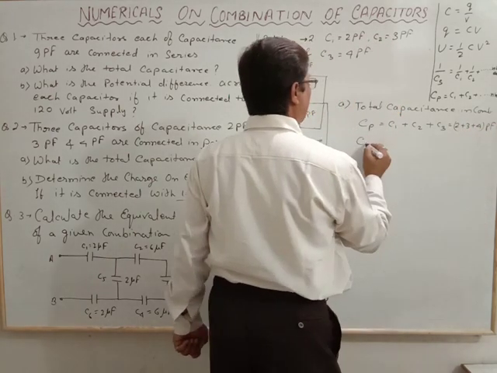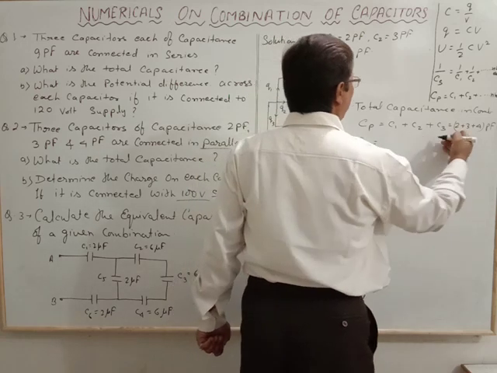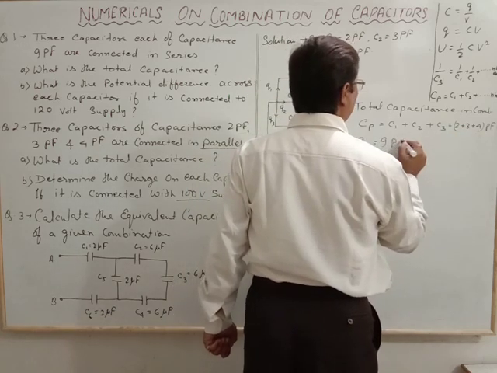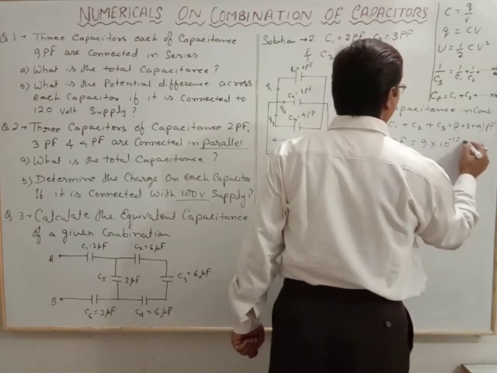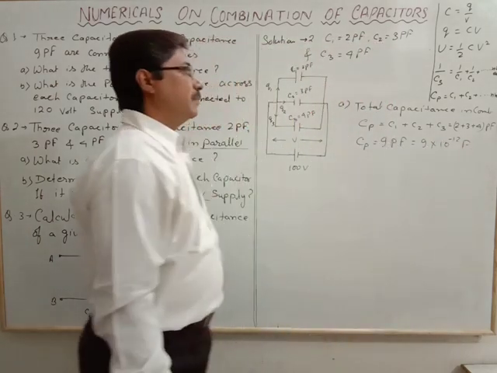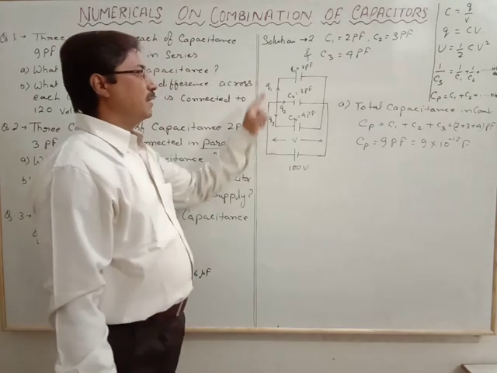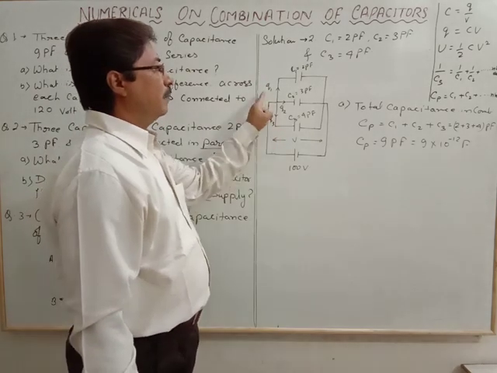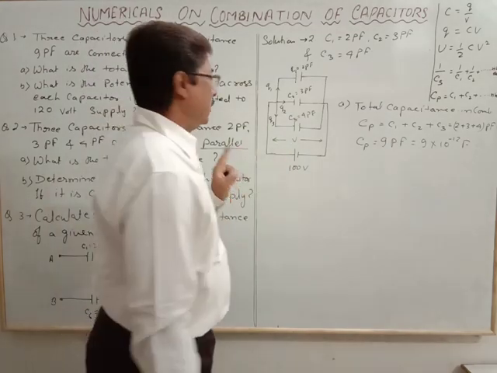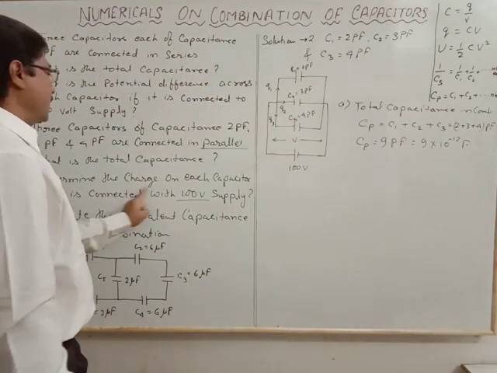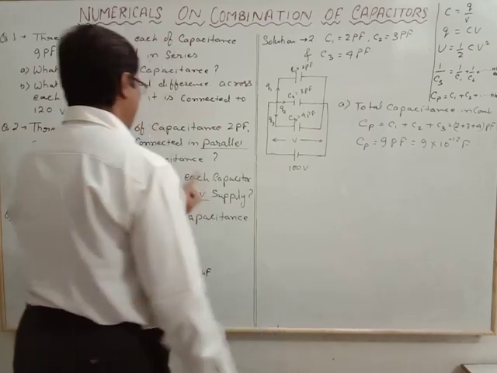Or we can write Cp is equal to 9 picofarad, that is 9 into 10 to the power minus 12 farad. That becomes the total capacitance when the combination is parallel, but the charge is distributed at the same potential of 100 volt. Now the second question: determine the charge on each capacitor.